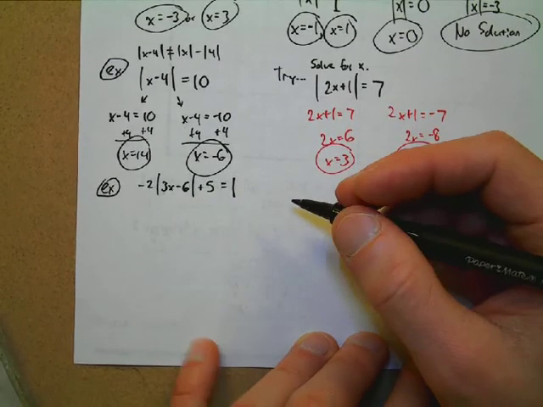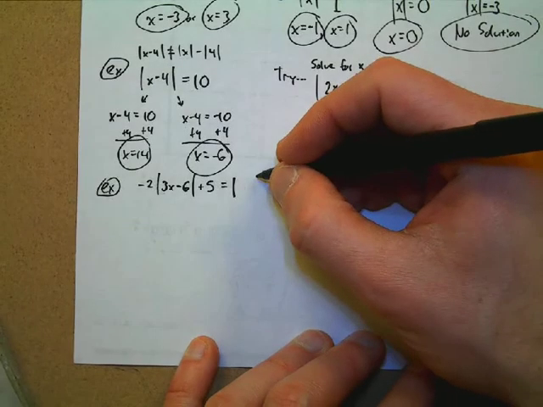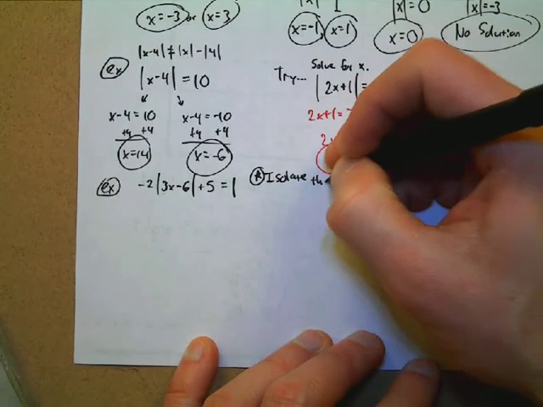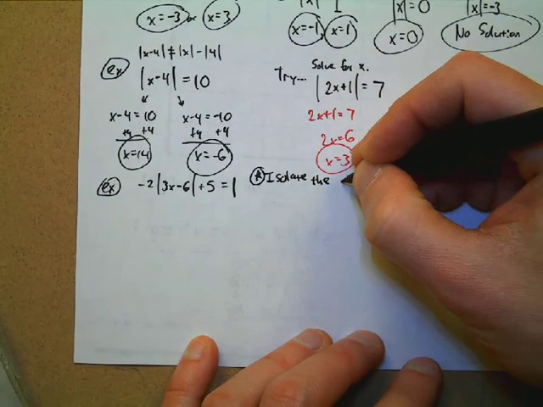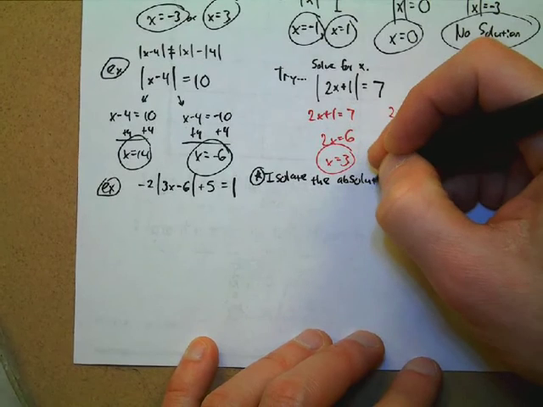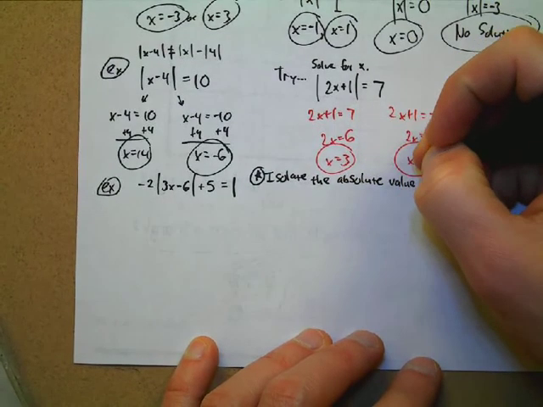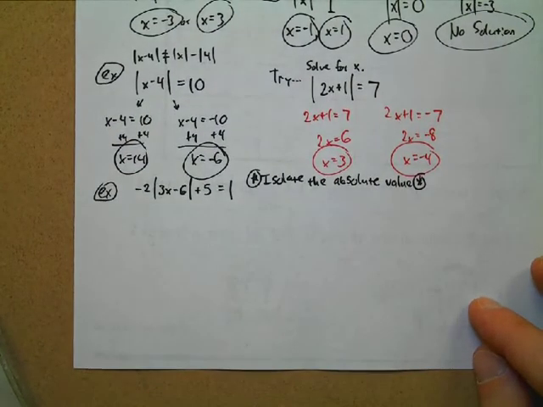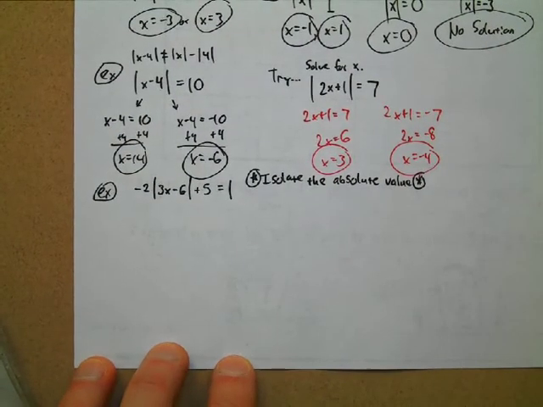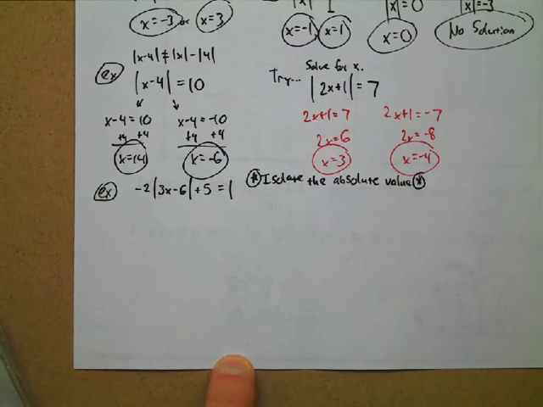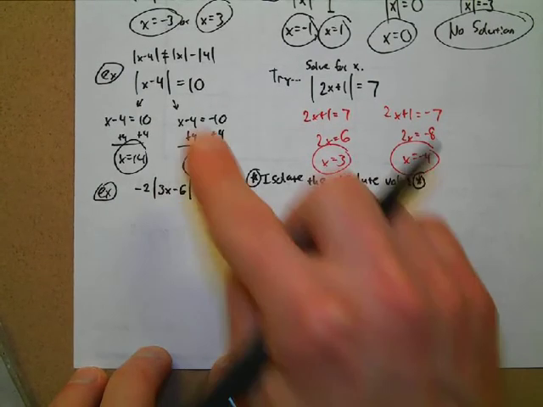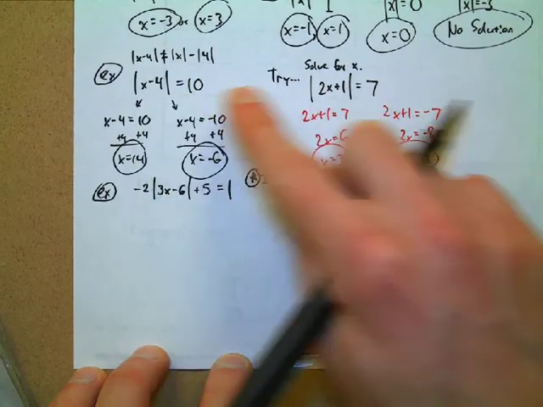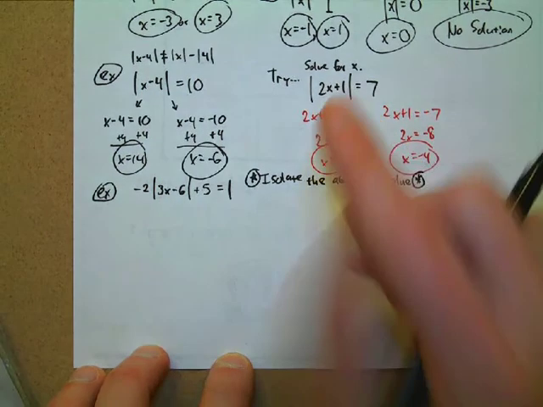So the key thing we're going to do here, isolate the absolute value. That's going to be our first step. Once we isolate the absolute value, then it's just like these other ones, right? These other ones, the absolute value was already by itself for us. That's where it started out. So we can just solve them like that. So here we just need to isolate.